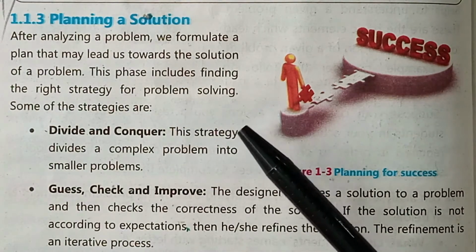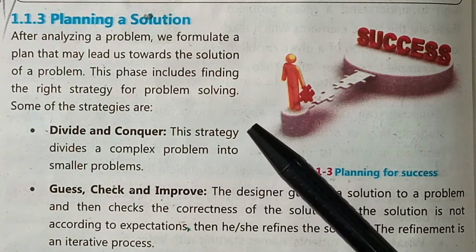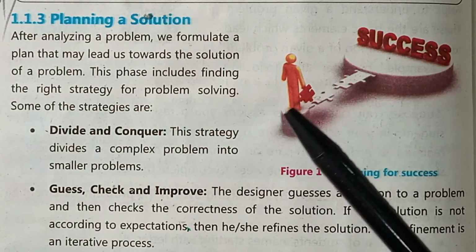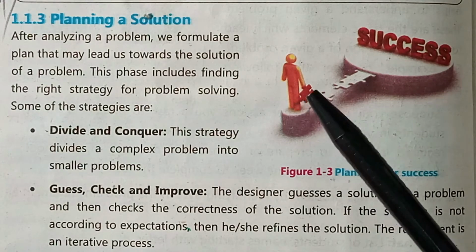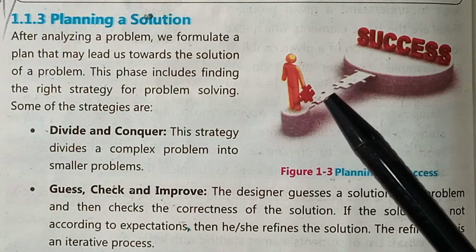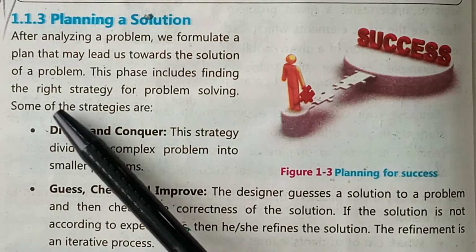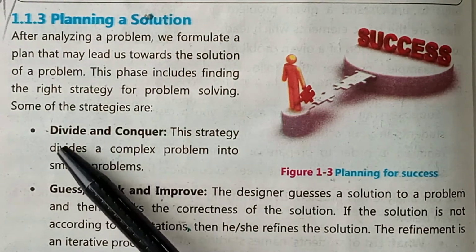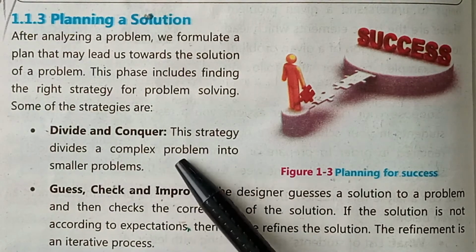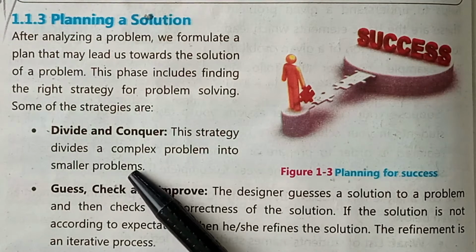Students, after examining a problem, now we have to express in a concise or systematic way a plan that may lead us towards the solution of a problem. This segment contains finding the right plan for problem solving. Some of these strategies are divide and conquer. This strategy divides a complex problem into smaller problems.